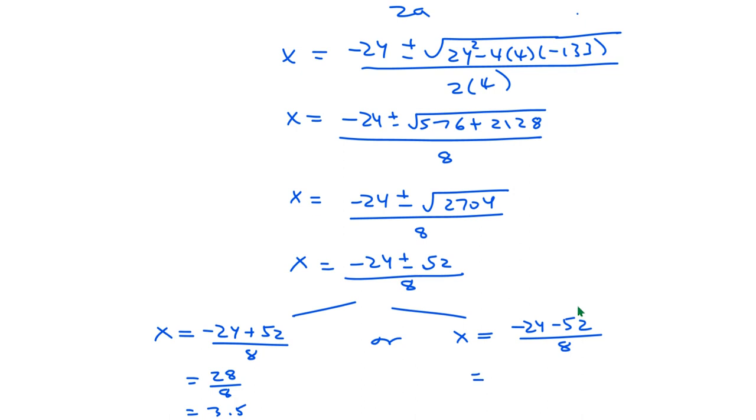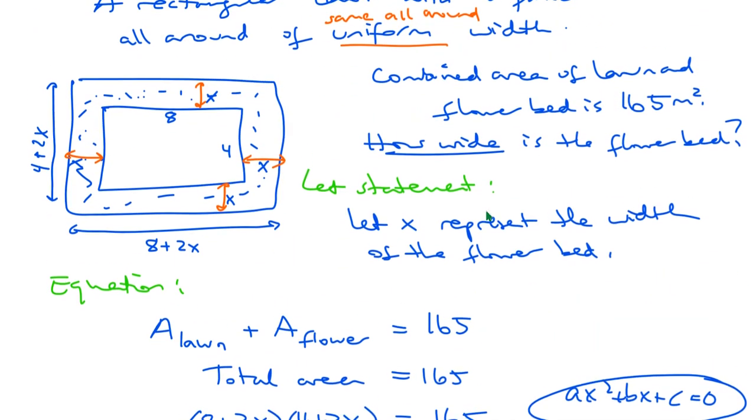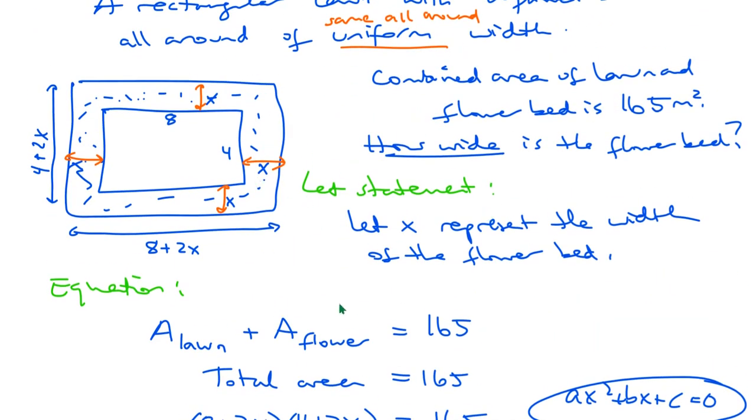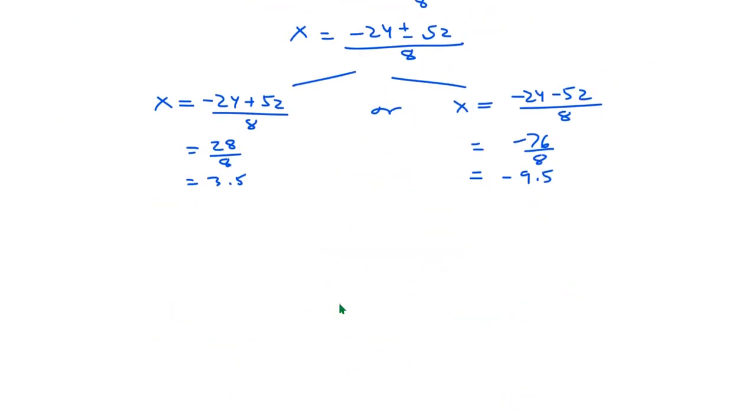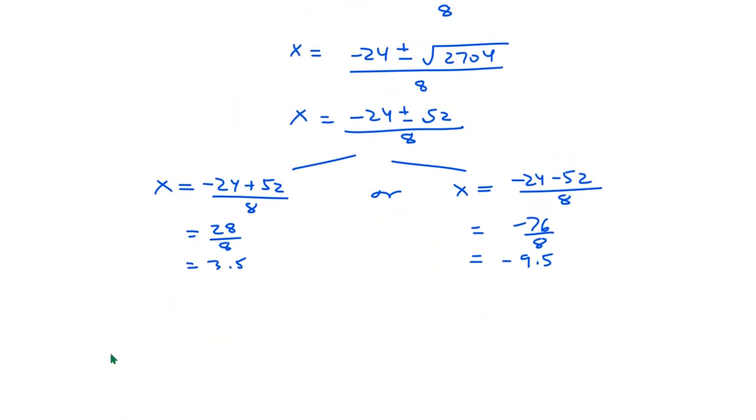The second one is negative 76 over 8, which, using decimals again, is negative 9.5. I almost didn't even have to calculate how much that is because it's a negative number. Because x is the width of this border, x cannot be negative. So my equation gave me two answers like it always does, but I'm going to reject this one. I'm going to say reject and give a reason: because width cannot be negative.